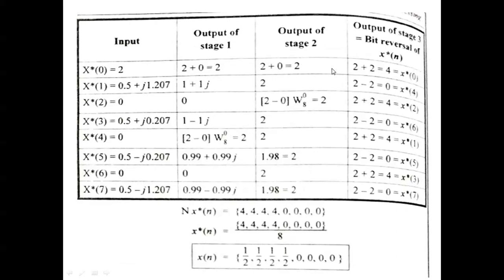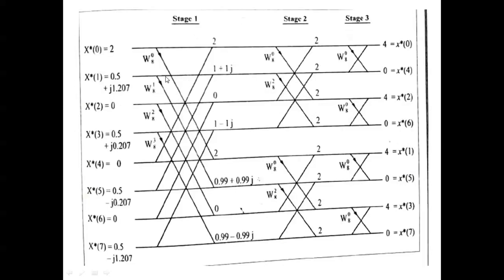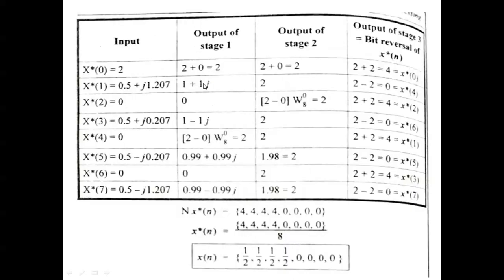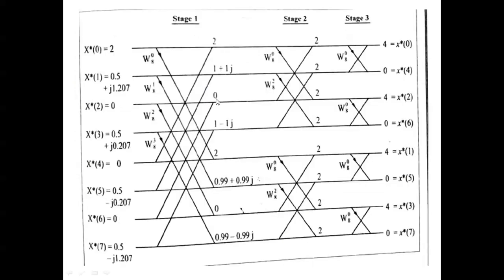The second one is 0.5, so this is a value, and b is again 0.5 minus j 0.207. Then you will get the value 1.1 plus 1j. If you add the values, as I said, using the calculator, you will get the value like that. The third one is also a plus b: a is 0 and b is 0, so 0 plus 0 is 0, and then 0.5. So a plus b, the value is here.